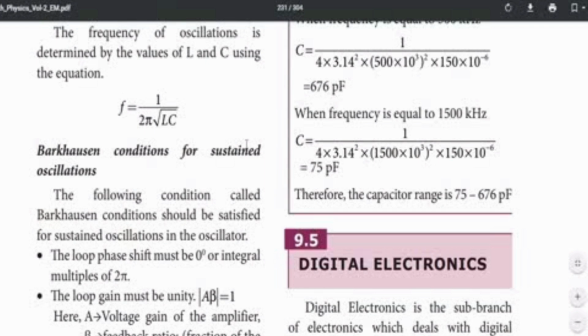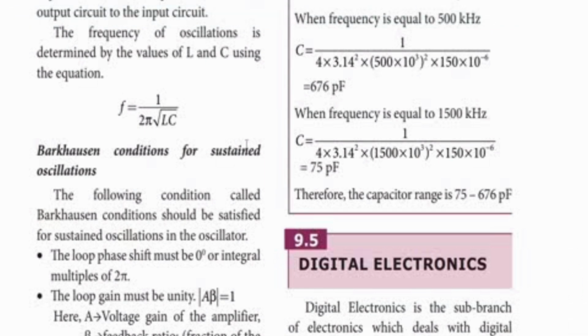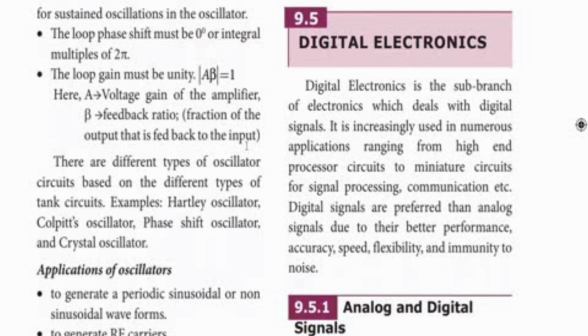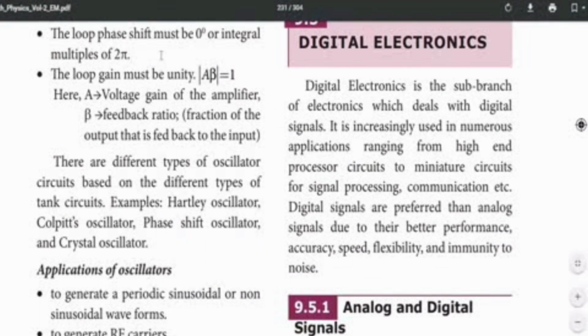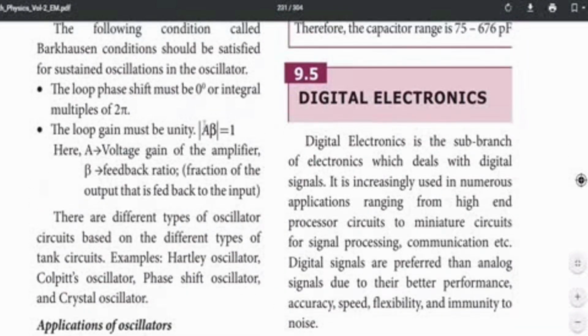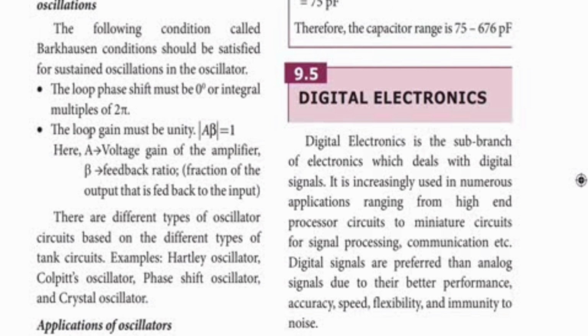Now the working condition for sustained oscillation. Sustained means undamped oscillation must be produced for a long time. What is the condition for producing the undamped oscillation? The following two conditions are there. One is the loop phase must be 0 or integral multiples of 2 pi. The second thing, the loop gain A beta, where A is the current gain and beta is also a current gain. So A beta must be equal to 1.